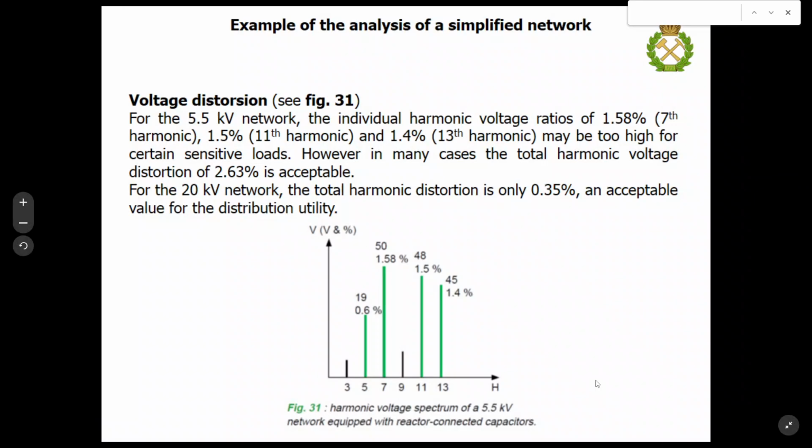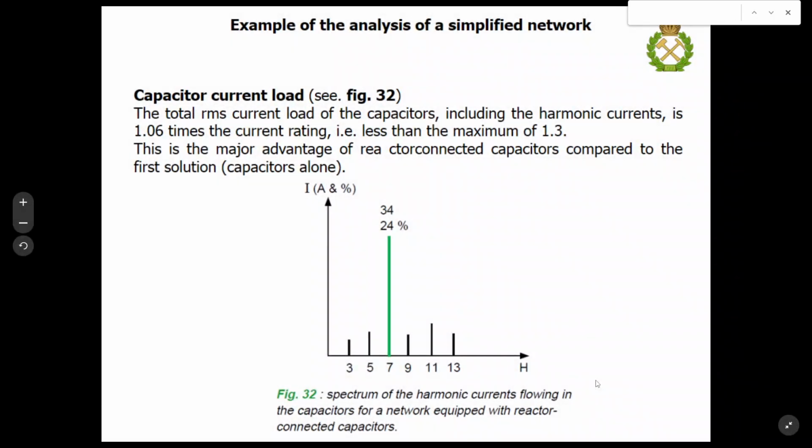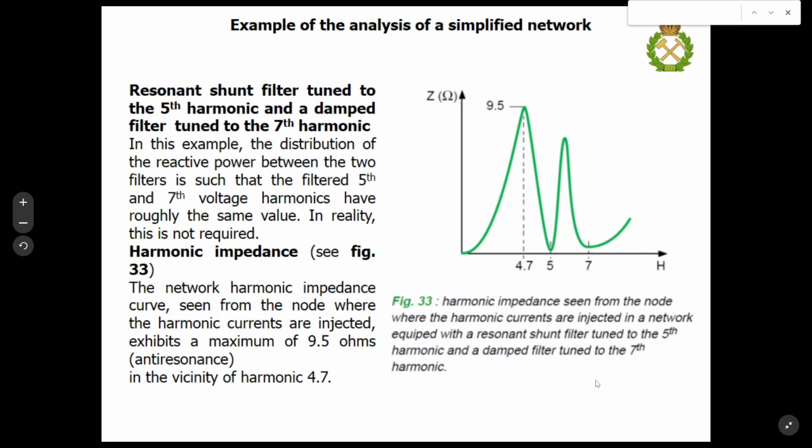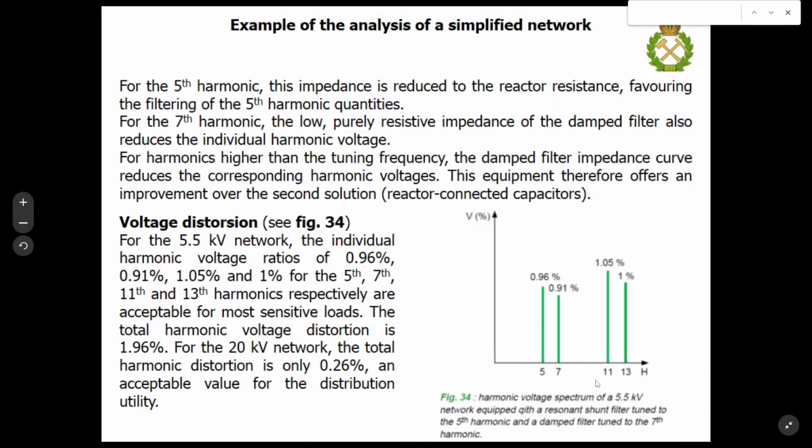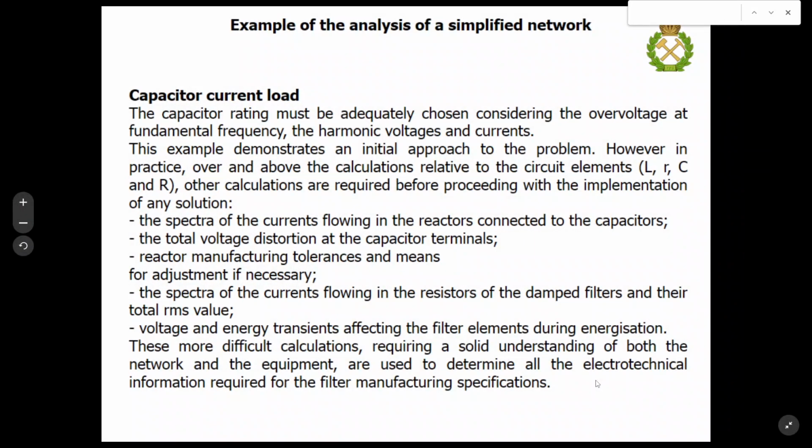For voltage distortion, for example, you may see the harmonic voltage spectrum, the current spectrum in the current load of the capacitor, and the resonant shunt filter tuned to eliminate the fifth harmonic, and the damped filter tuned to seventh harmonic elimination. And here you may see some examples of such modeling which reflect some problems connected with the filters and capacitors in conditions of harmonic presence in power supply systems.